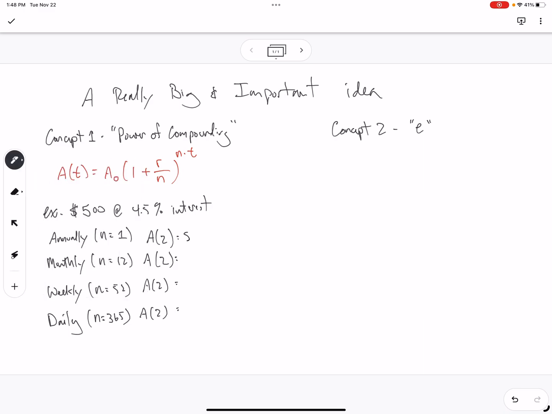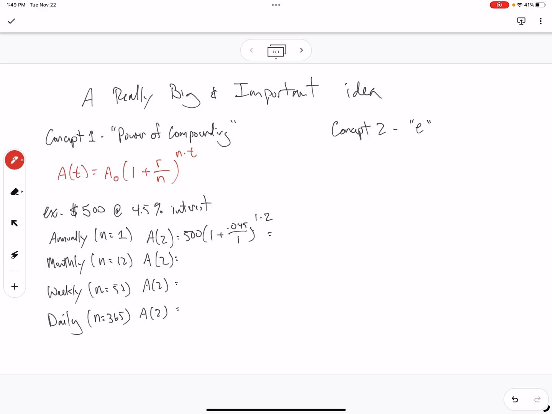But, so the first thing right here is plugging it in. We have 500 times 1 plus 0.045, make sure you change to decimal, divided by 1, because it's annually, so we're compounding only once, to the n is still 1, and t is 2, because we're doing it over 2 years, and you're going to get a number. So take a minute, pause, and get that number.